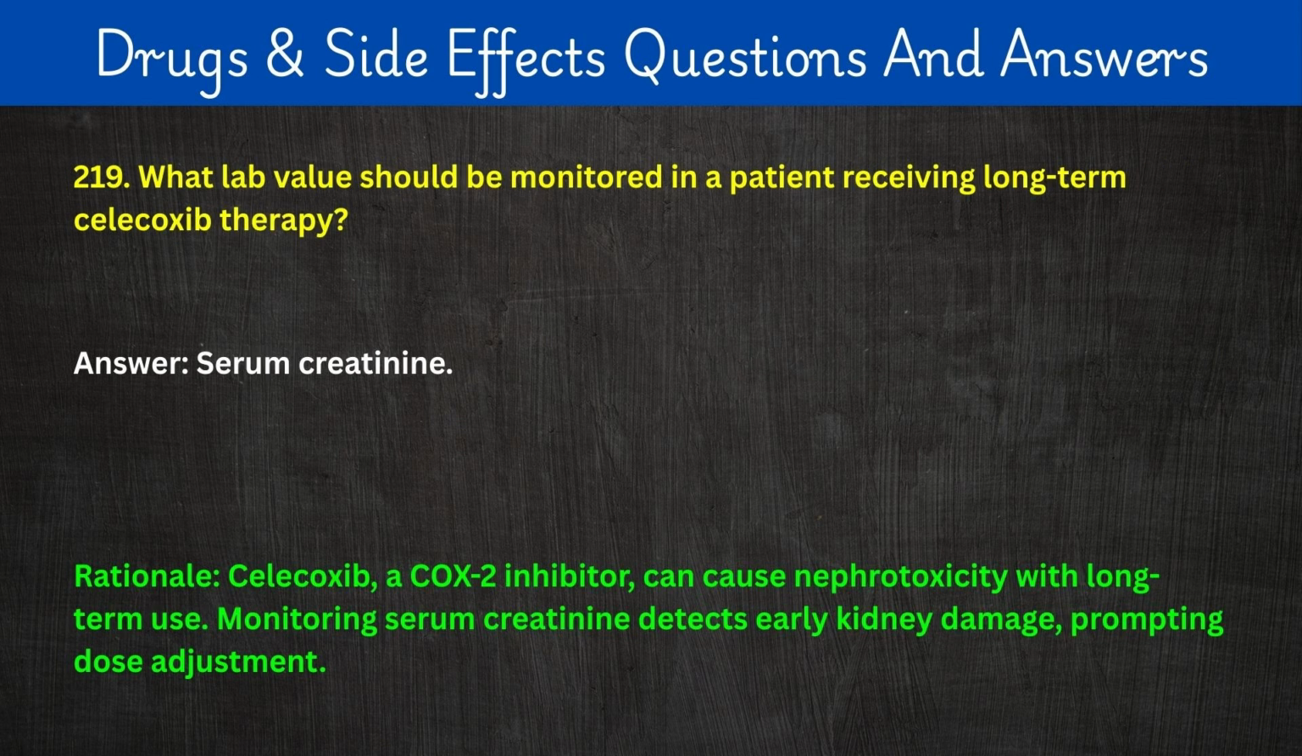219. What lab value should be monitored in a patient receiving long-term celecoxib therapy? Answer: serum creatinine. Rationale: celecoxib, a COX-2 inhibitor, can cause nephrotoxicity with long-term use. Monitoring serum creatinine detects early kidney damage, prompting dose adjustment.